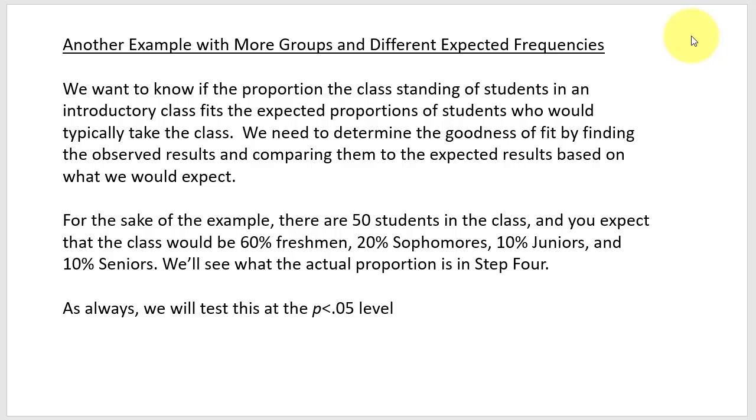For the sake of the example, there are 50 students in the class. You expect that the class would be 60% freshmen, 20% sophomores, 10% juniors, and 10% seniors. We'll see what the actual proportion is in step 4, but we're going to test this at the 0.05 level.